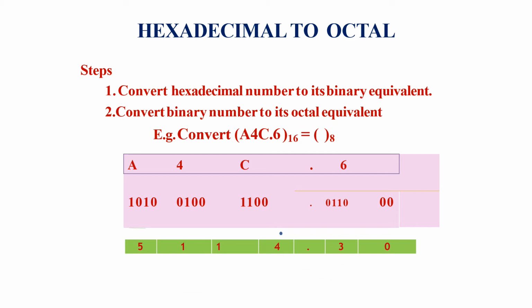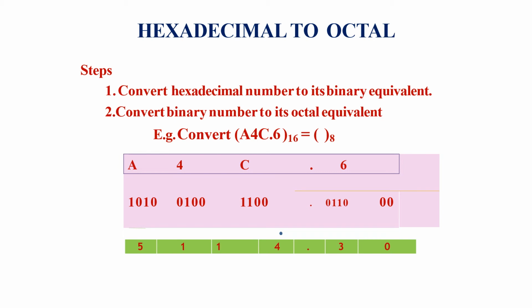So 1, 0, 0 is equivalent to 4. Here it is 0, 0, 1, so this 3-bit group is equivalent to 1. Similarly 0, 0, 1 is equivalent to 1. What is the remaining? 3 bits are remaining: 1, 0, 1, which is equivalent to 5.